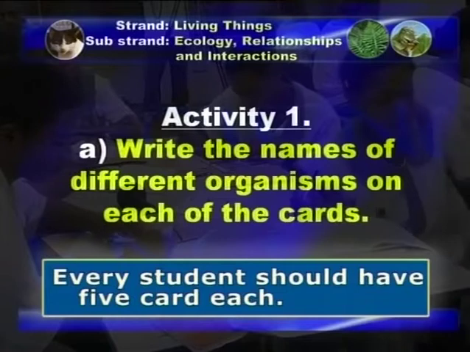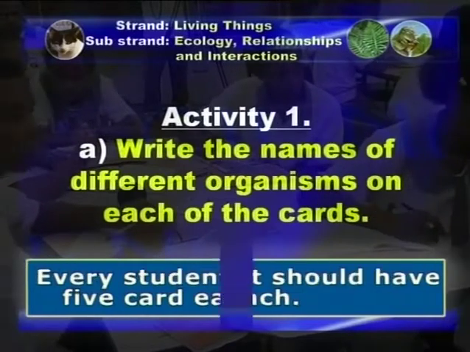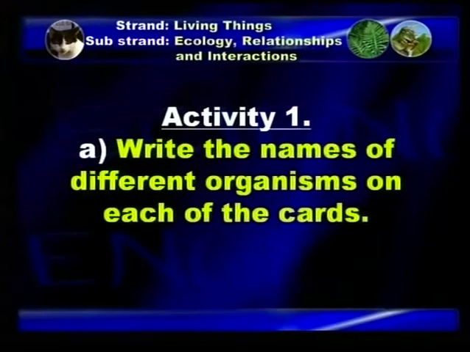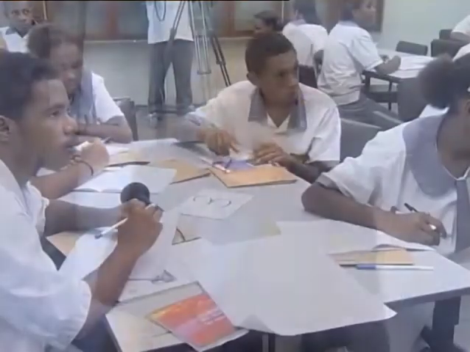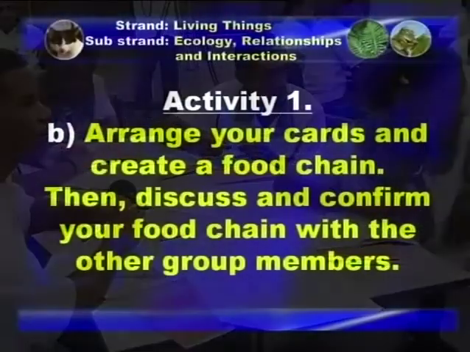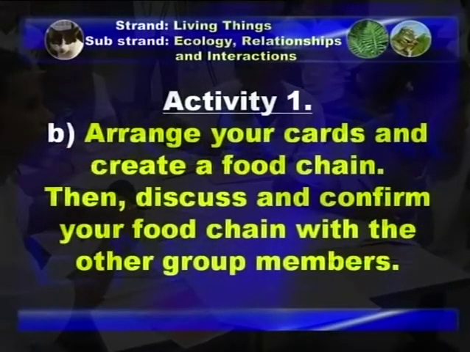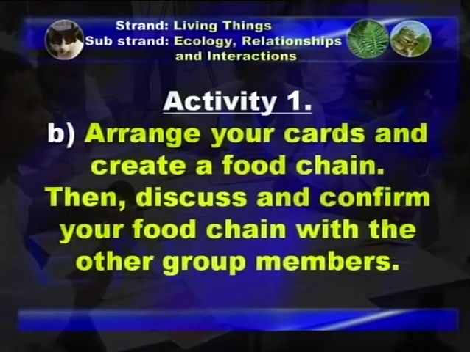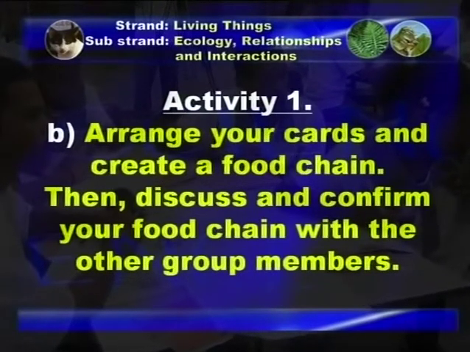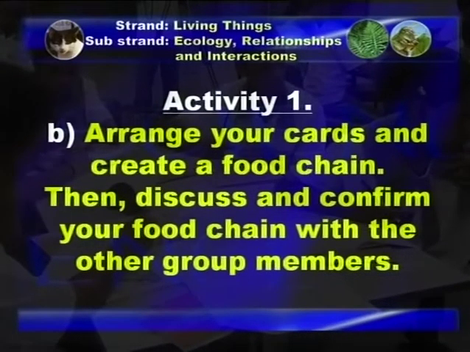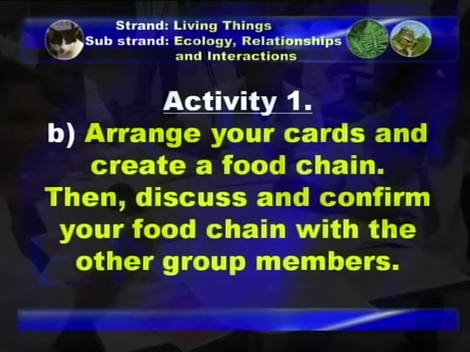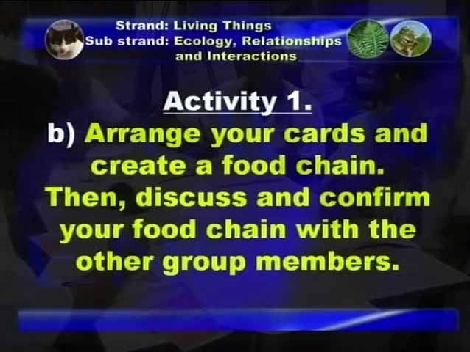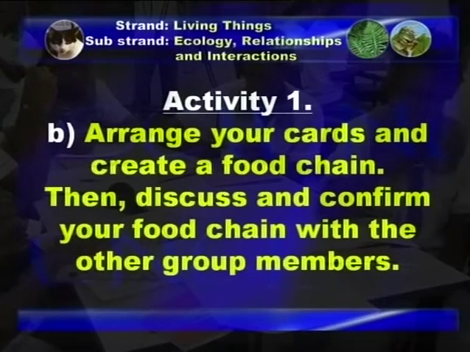Students, I hope you have completed the first part of this activity 1, which is activity 1A. Let's go on to activity 1B. Okay. The next thing you are going to do with your cards, you will arrange your cards and create a food chain. Then, after doing that, you are to discuss and confirm your food chain with the other group member or with the person sitting next to you. Okay. So now you try, from what you have written on the cards, you create a food chain.